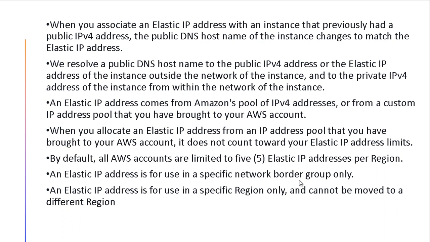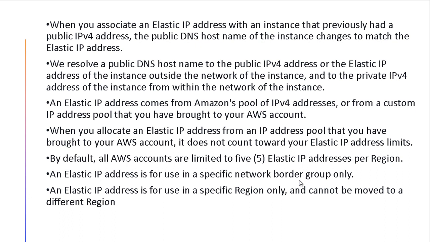Next, an Elastic IP address comes from Amazon's pool of IPv4 addresses or from a custom IP address pool that you have brought to your AWS account. You can buy a static IP address pool for your AWS account. When you allocate an Elastic IP address from an IP address pool that you have brought to your AWS account, it does not count toward your Elastic IP address limit. By default, all accounts are limited to 5 Elastic IP addresses per region, but if you bring your own pool, you have no limit.